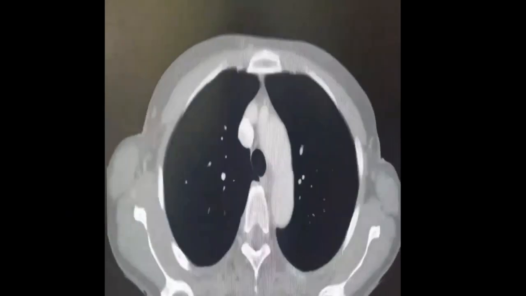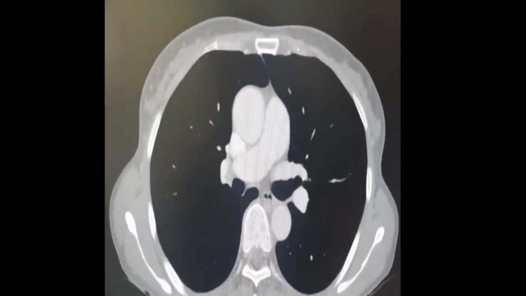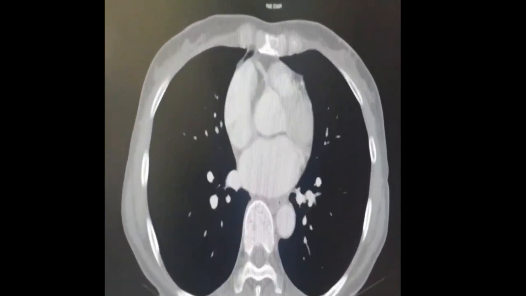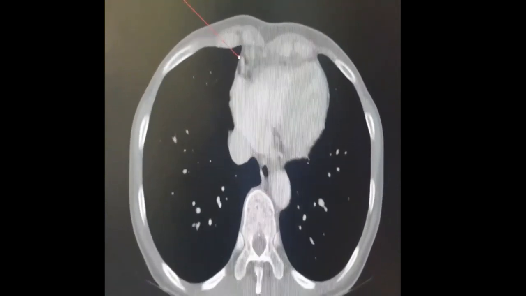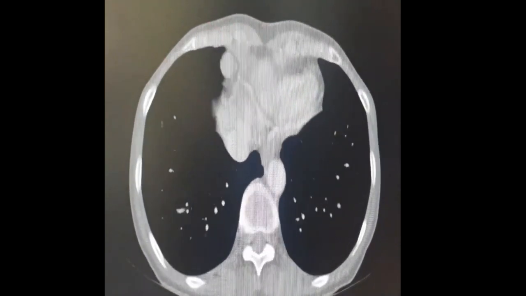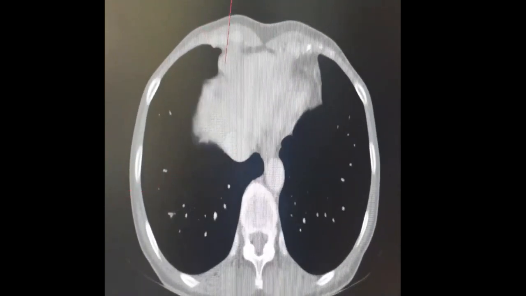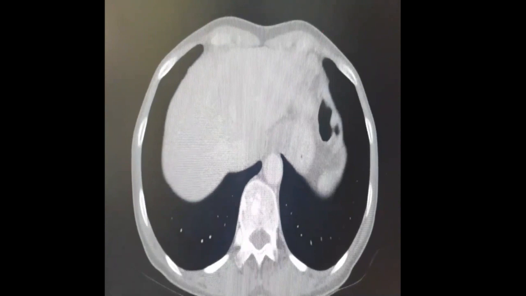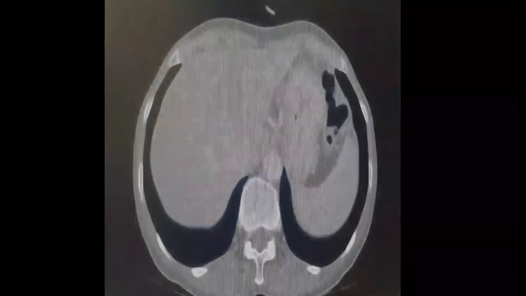These are preoperative CT scan images. There was no sign of internal mammary lymph node enlargement. However, we can see right anterior cardiophrenic, right lateral cardiophrenic, and right posterior cardiophrenic lymph node enlargement, as well as left anterior cardiophrenic lymph node enlargement.